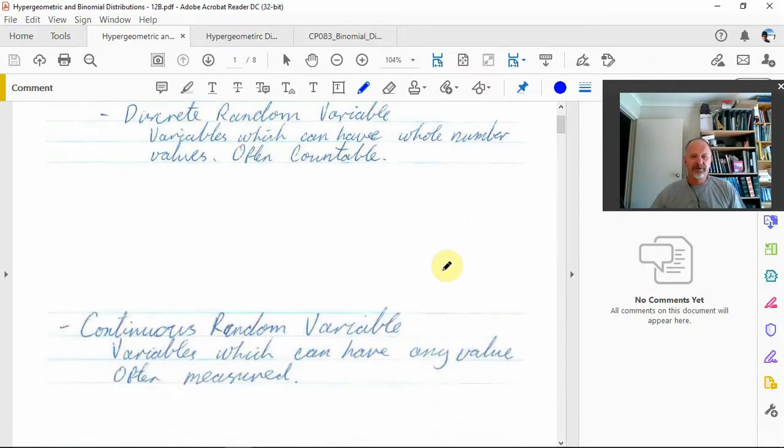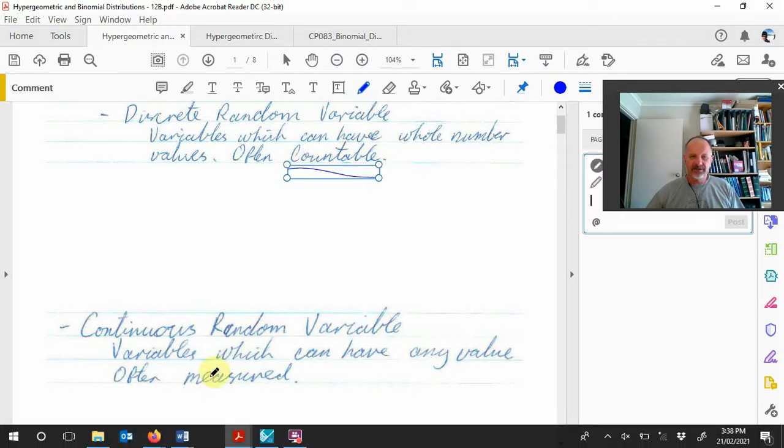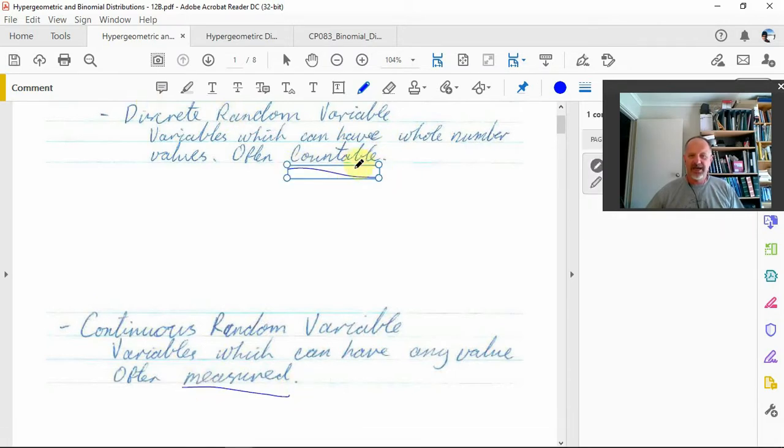The other type of random variable is one that you can have any value whatsoever. And so these are often measured, and if you've got a good enough measuring instrument, you could go to many decimal places. So the key things that I like to think about in knowing whether it's discrete or continuous is count, measured. If you count, it's discrete. If you measure, it's continuous. And there's very few exceptions there.